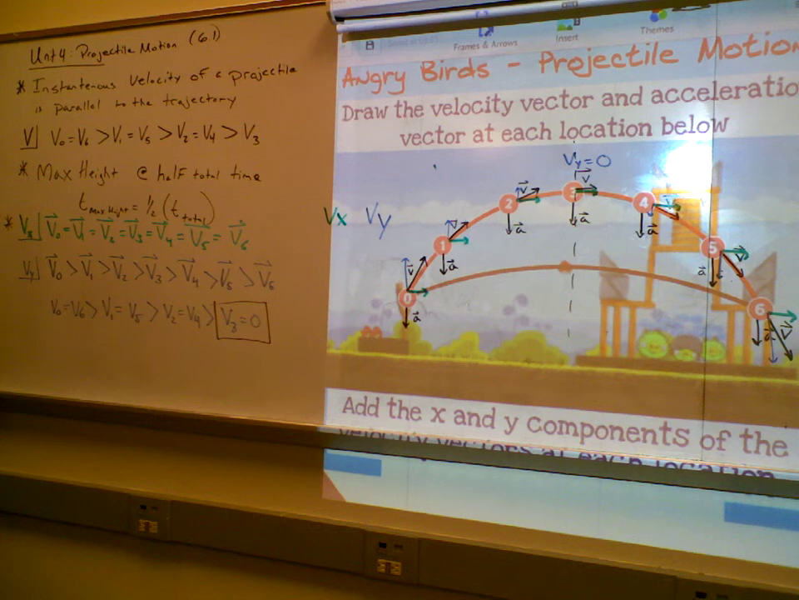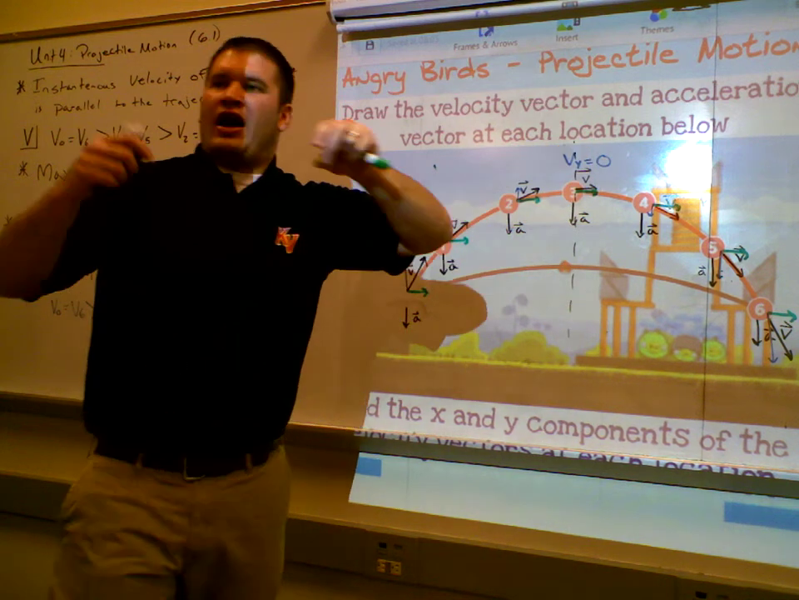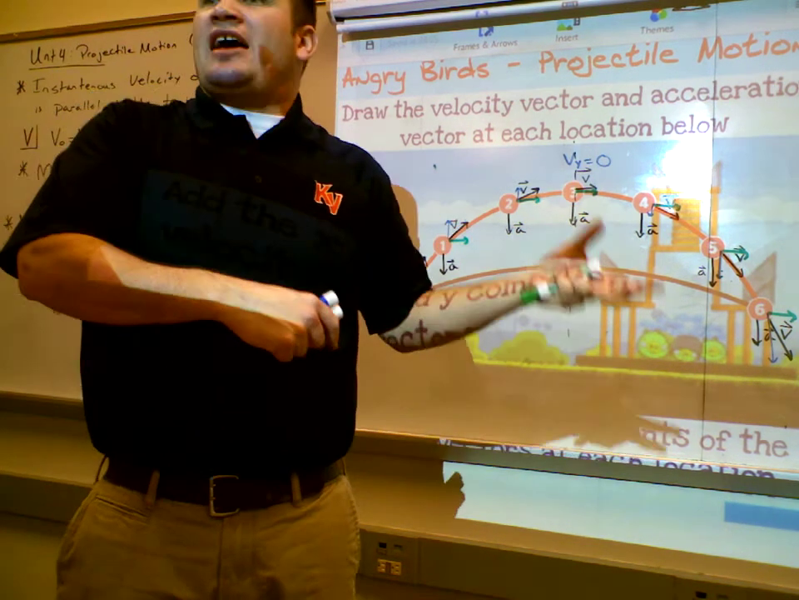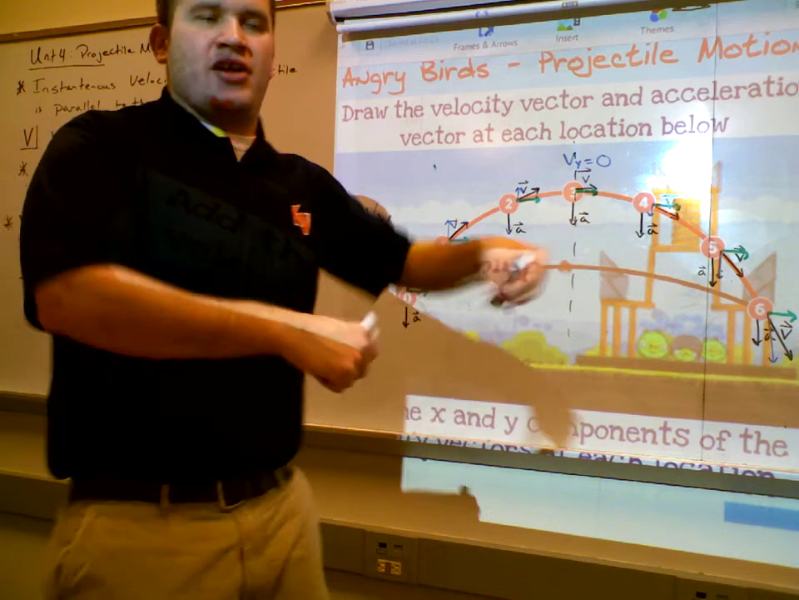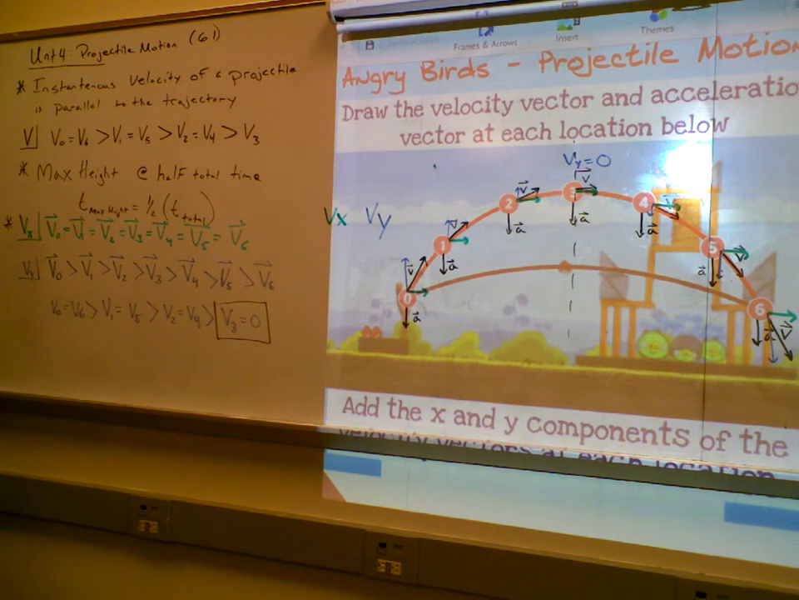V3 has zero y velocity. Very important, because that gives me a way to find where the highest point is. If I know when the y velocity is zero, then I know what time the highest point occurs. And then I can use that to find the actual height. We'll get to that later, probably this week. Are there any questions about what we have up here?